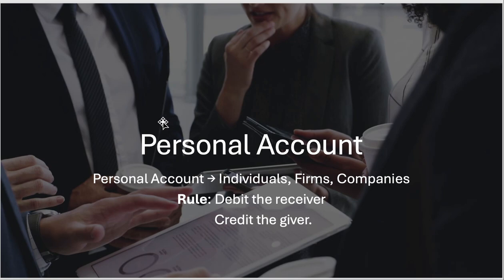The first account type is personal account, which relates to individuals, firms, or companies. The rule here is debit the receiver, credit the giver. For example, suppose you are selling goods to an individual on credit. So, the individual is receiving the goods. So, that person needs to be debited.